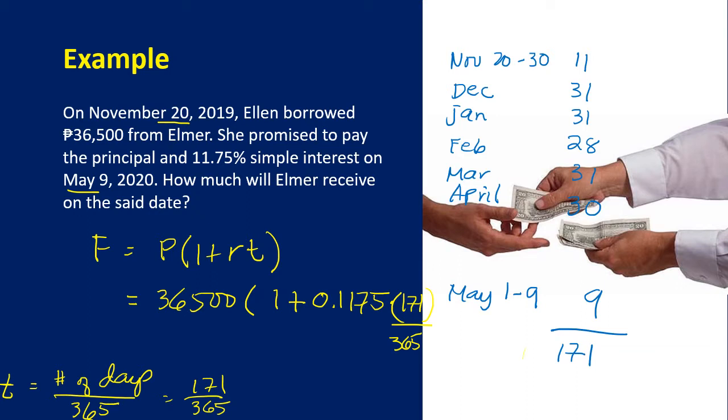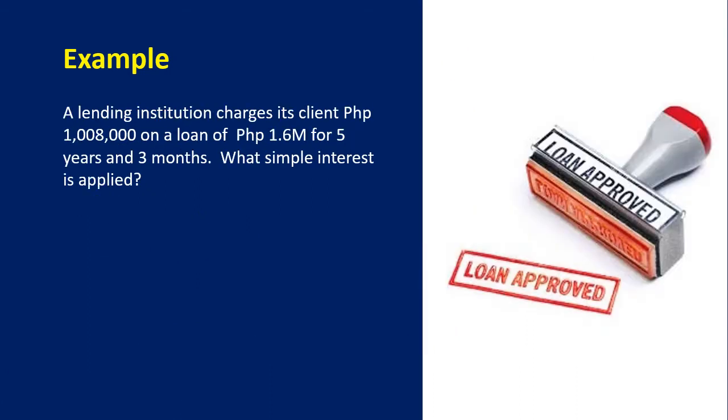So therefore, what is that? 0.1175 times 171 divided by 365 plus 1, times 36,500. I get 38,509.25. Okay?